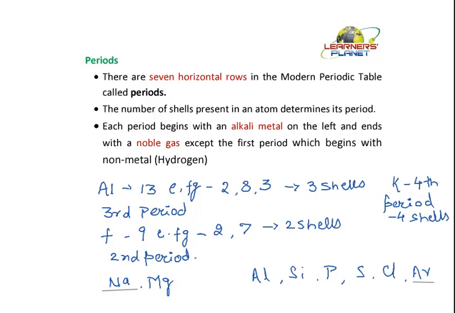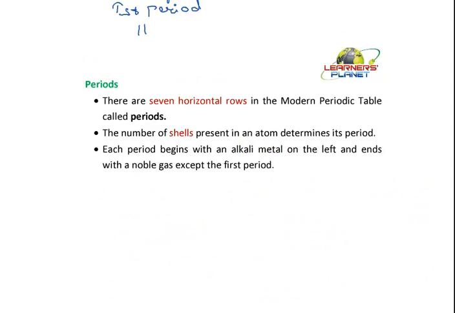So this is the case with every period, but not with the first one, because your first period starts with hydrogen, which is a non-metal and a gas, and it ends with helium. Okay, helium is a noble gas, not an issue with this. But the problem here is hydrogen. It is not an alkali metal. It is a gas. It is a non-metal. So this is about the periods.